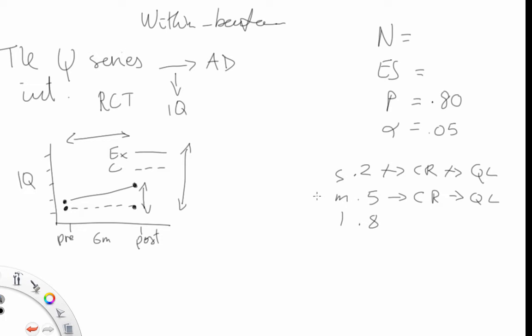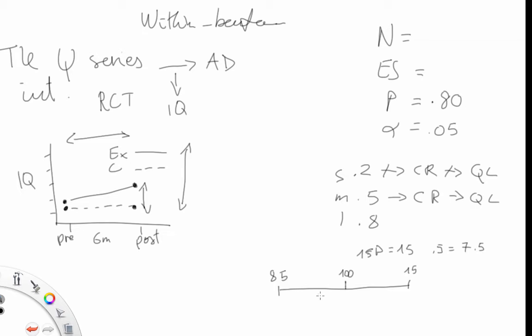But what does this 0.5 on the Cohen's d scale mean in terms of actual IQ points? How can we determine that? That's quite simple. Let's say you've got your IQ scale here, and you've got the typical mean of 100 with a standard deviation of 15. This means that one standard deviation is equal to 15 points, and therefore 0.5 on the Cohen's d scale is equal to 7.5 points, because this is half a standard deviation.